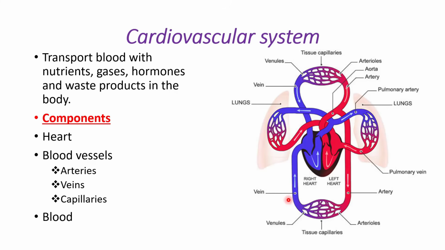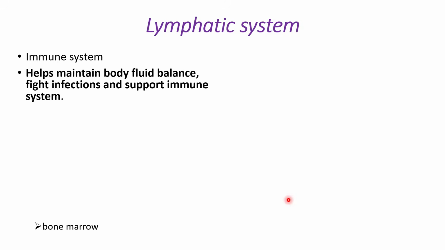Now we go to a system that is almost similar to the cardiovascular system, the lymphatic system. The lymphatic system is almost known as the immune system. It's a component of the immune system. Why? It helps maintain body fluid balance, but the most important thing is that it helps the immune system to fight infections. So that's the reason why it's almost known as the immune system.